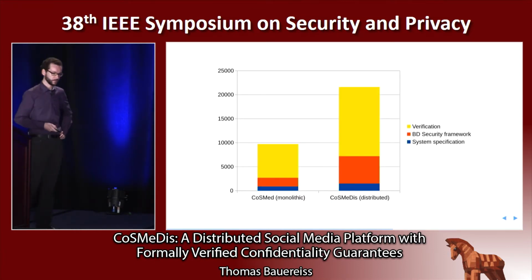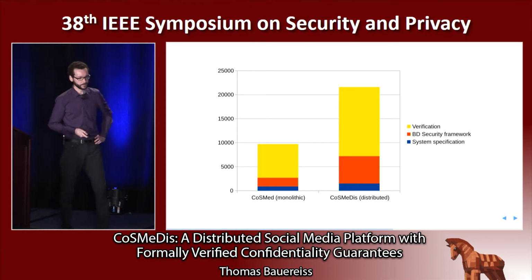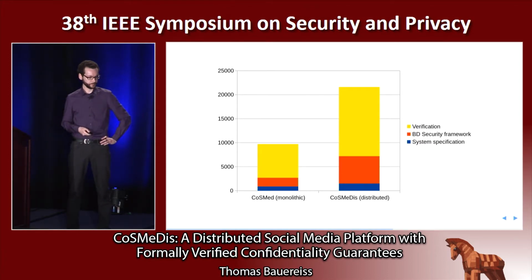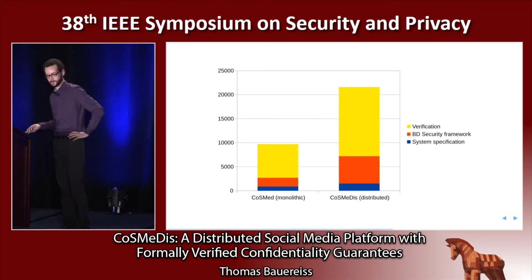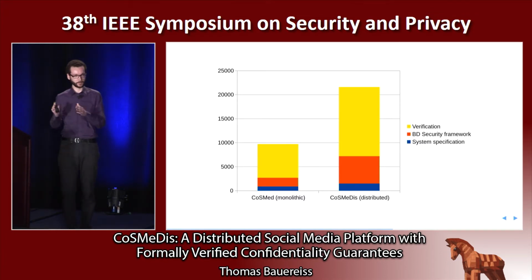Here you see some statistics of the verification. On the left side, you see the size of the verification of the monolithic, non-distributed version of the system. And on the right is the distributed one. You can see that the size of the verification is roughly doubled when we added this distribution. One of the main factors here is that we had to verify these two roles of each server, sending and receiving a secret.